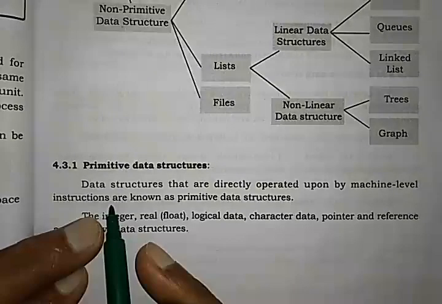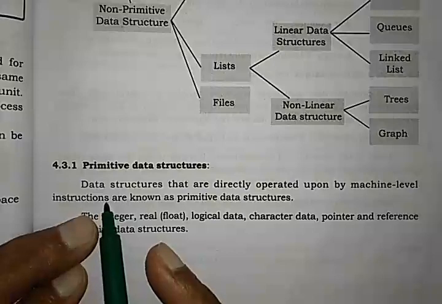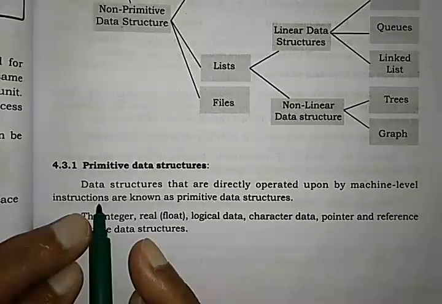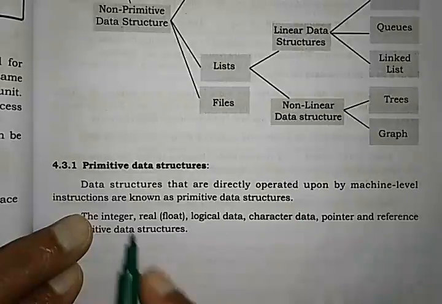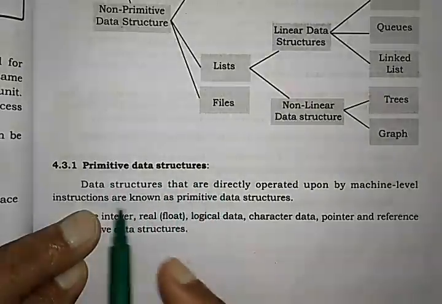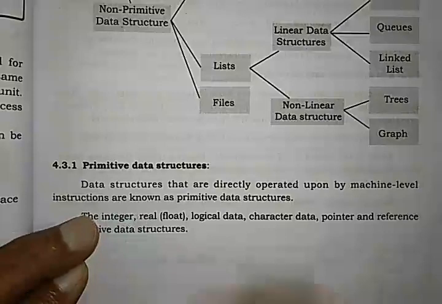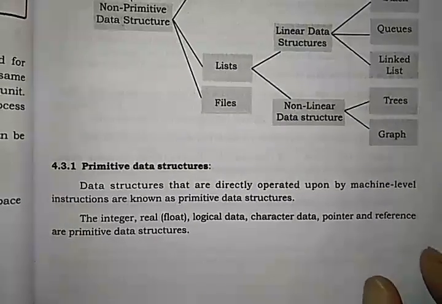So data structures that are directly operated by machine level instructions. You know what machine level instructions are? If you know assembly language, it will come. These are, in the software, the last level where the computer CPU can understand directly from machine level instructions what to do: compare, add, subtract, and all those things. So that is primitive. Directly using machine level instructions, you can call or store that kind of thing.